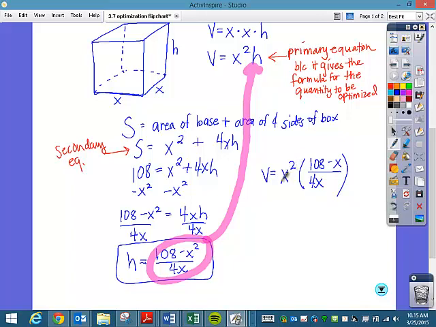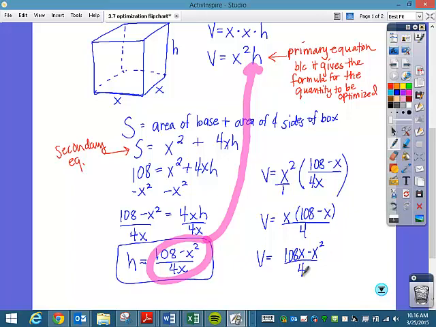So this is technically x squared over 1. So this is in the numerator. One of my x's in my numerator can cancel with this x that's in my denominator. So I'll have x times 108 minus x squared over 4. I can distribute this x to both of the terms inside my parentheses: 108x minus x cubed over 4.